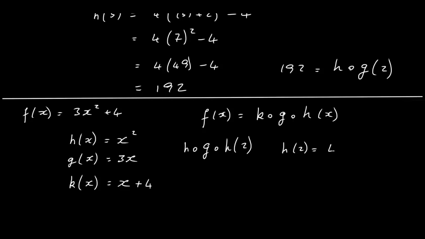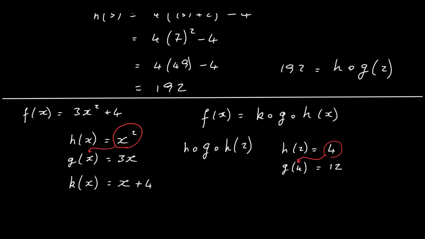So let's look at g then. We put the 4 into g. So really what we're doing is we're taking this 4, we're putting it into g. We're taking this input here, if you like, we're putting it in here as an x into g, as an input. So we put the 4 in here. What does it do? It multiplies it by 3. So we end up with 12 here.